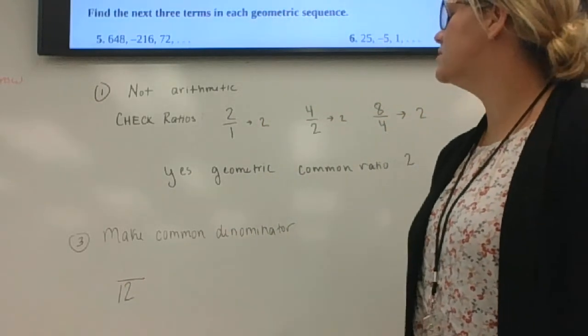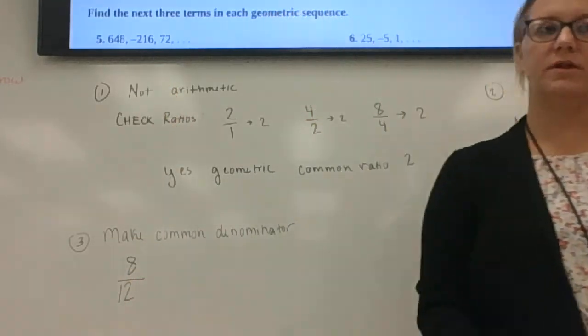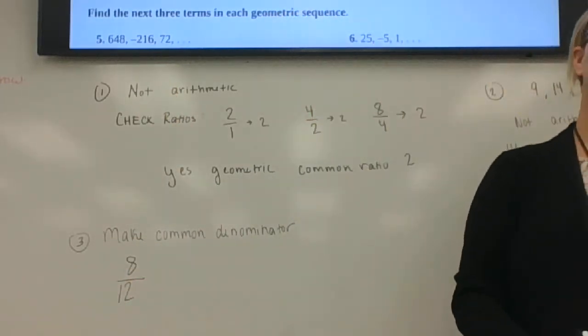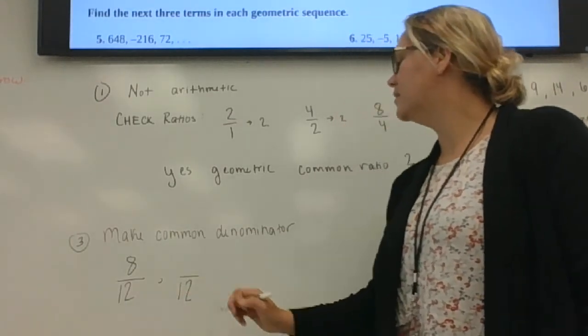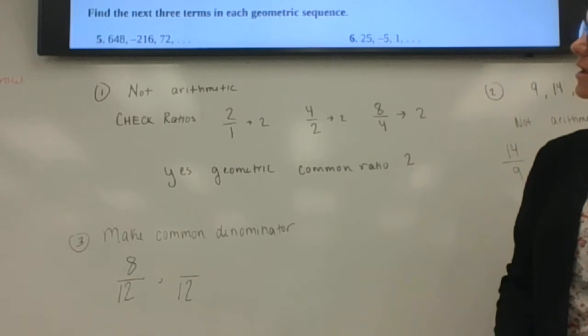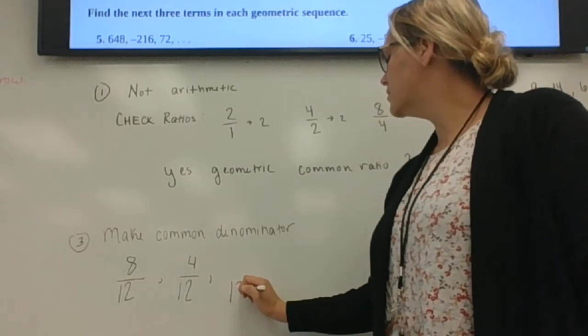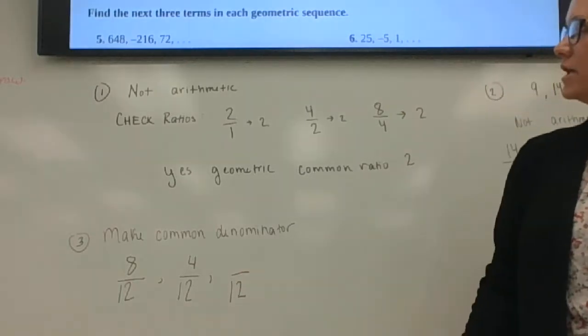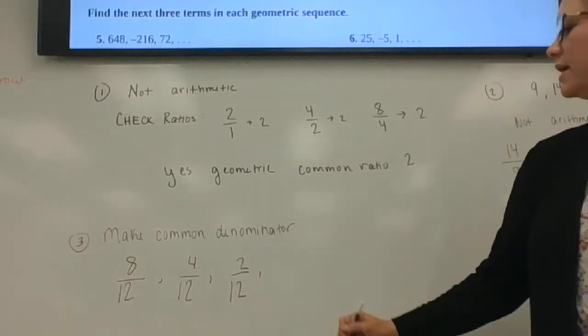So 3 goes into 12 4 times. So my first fraction with a denominator of 12 would be 8 over 12. My second fraction would be 4 over 12. My third fraction, 2 over 12. And my last fraction.